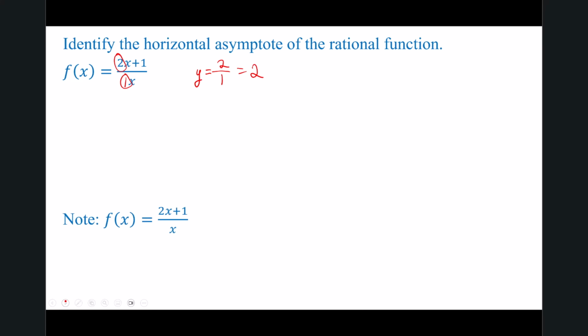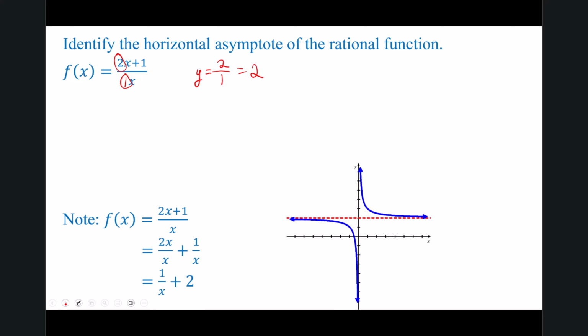Note that f of x equals 2x plus 1 over x, we could rearrange it and end up with 1 over x plus 2. And on a previous slide, we said that if we have the graph 1 over x plus 2, we would end up with a horizontal asymptote of y equals 2. And that would be this graph right here.